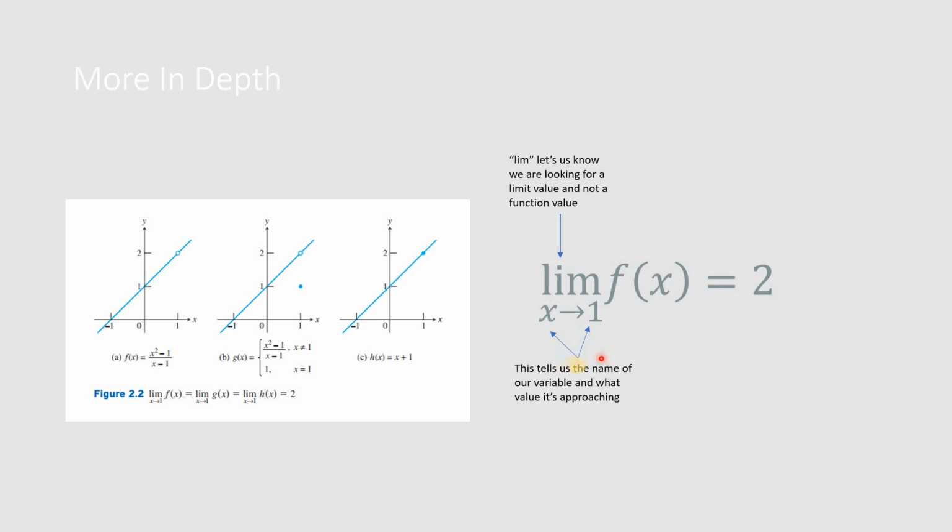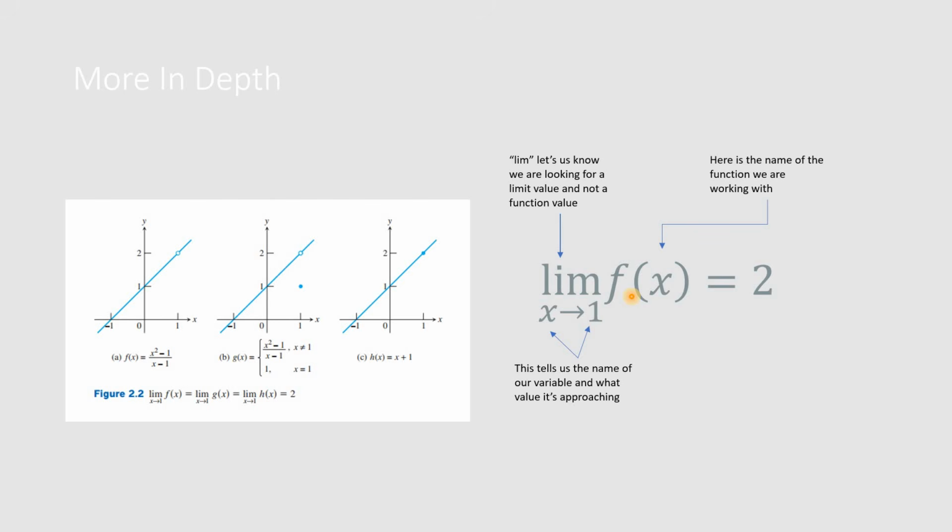This bottom portion here tells us the name of our variable and what value it's approaching. So here we see x as it approaches 1. So that means that from both the left-hand side and the right, as we get ever closer to it, x is approaching 1.